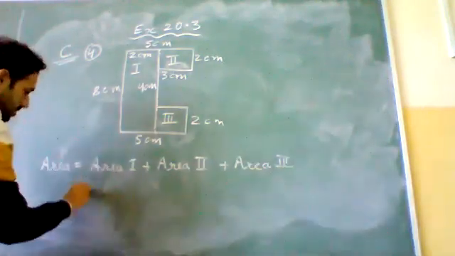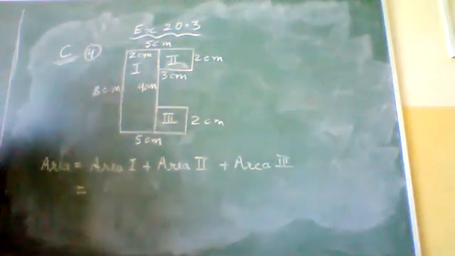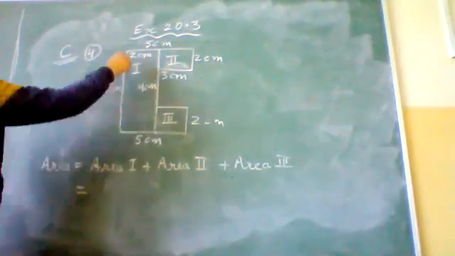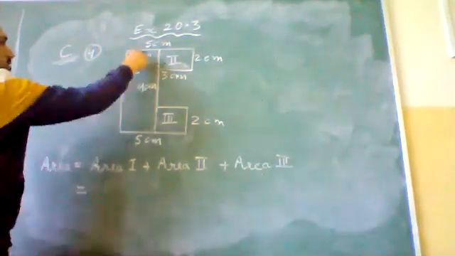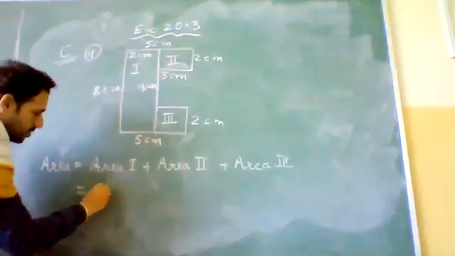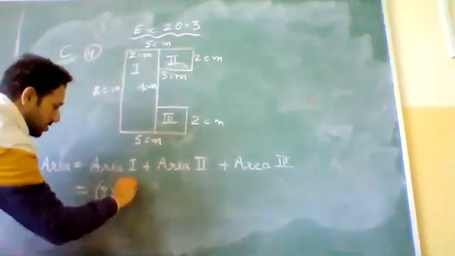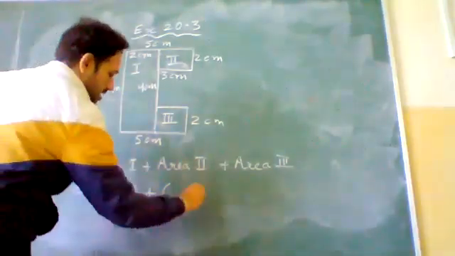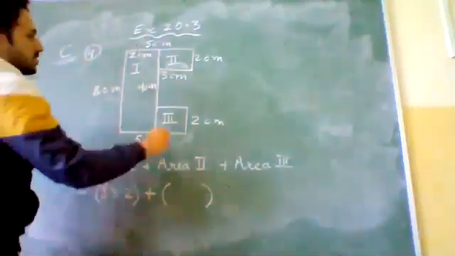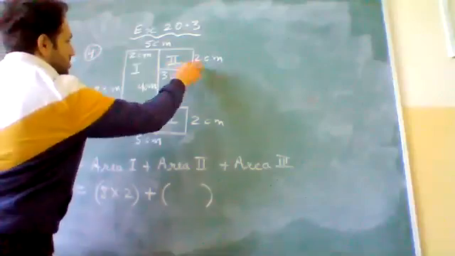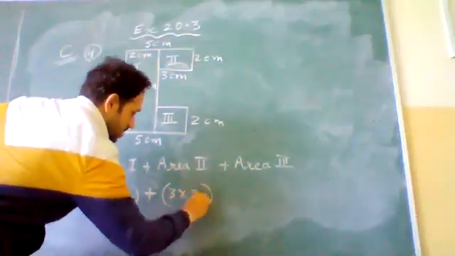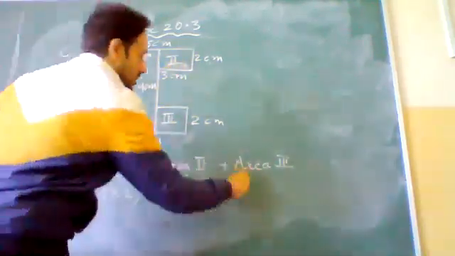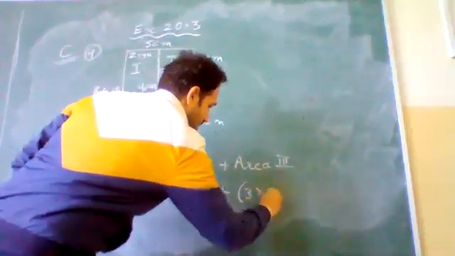So area 1, first rectangle. The length of the rectangle is 8 centimeters. And what is the breadth? 2. 2 into 8, or 8 into 2, you can write either. Plus, this is your first rectangle, and the other two are 2 into 3, 2 into 3. Second rectangle 3 into 2. Similarly, the third rectangle is the same as the second one. So the third one is also 3 into 2.